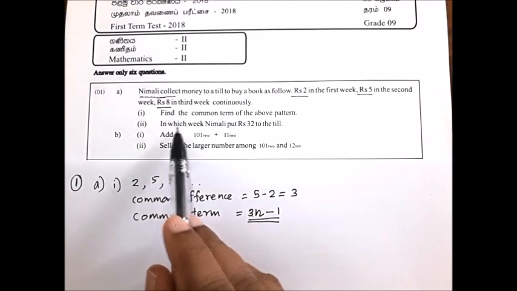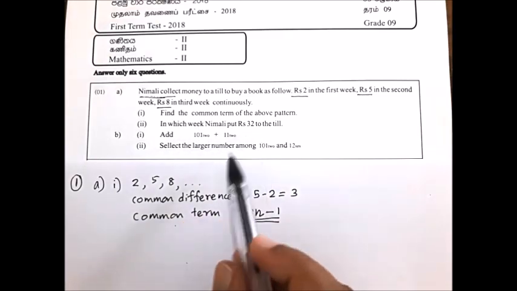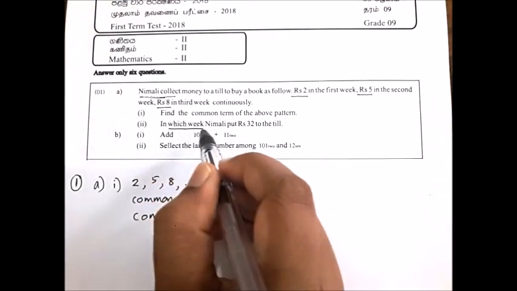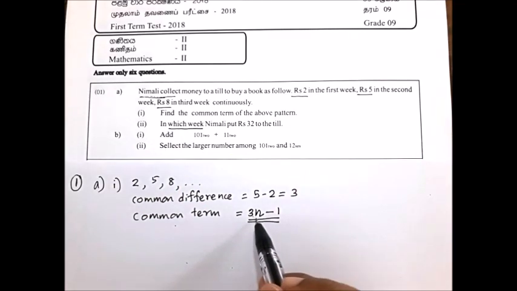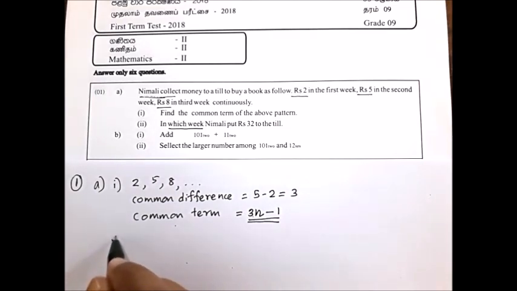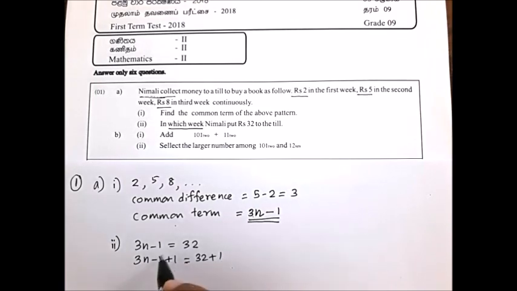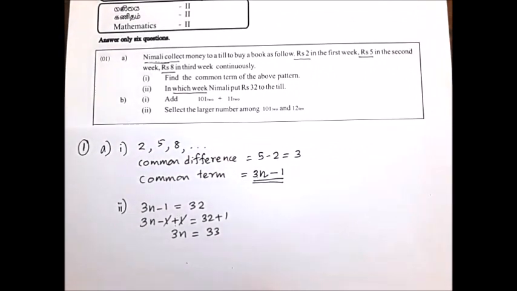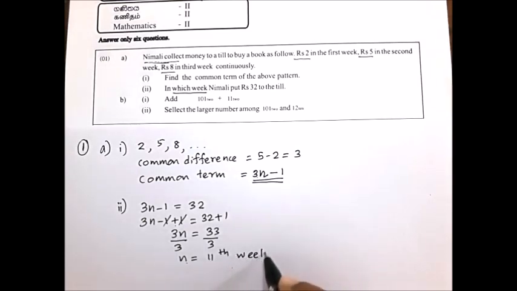Second one, in which week did Nimali put 32 to the till? You have to equate 3n minus 1 to 32 and find n. 3n minus 1 equals 32. To remove this minus 1, add 1 to both sides. Minus 1 plus 1 cancel, 3n equals 33. Then divide both sides by 3. n equals 11. Answer is 11th week.